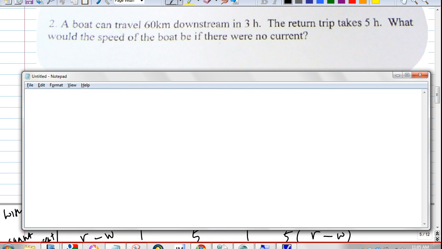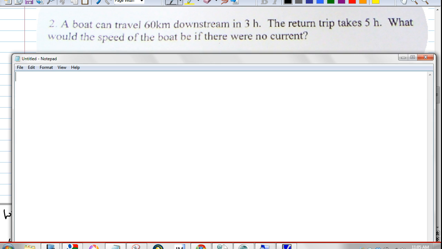So, what are the two unknowns? If the boat can travel 60 kilometers downstream in 3 hours, it's a return trip, isn't it? You go down and come back in 5 hours. How come it takes longer to come back? Yeah, you're going against the current if you're coming up, right? So, what are the two unknowns? Scott? Speed of the boat in still water. And what else? Is that the only one? Anita? Speed of the boat with the current?